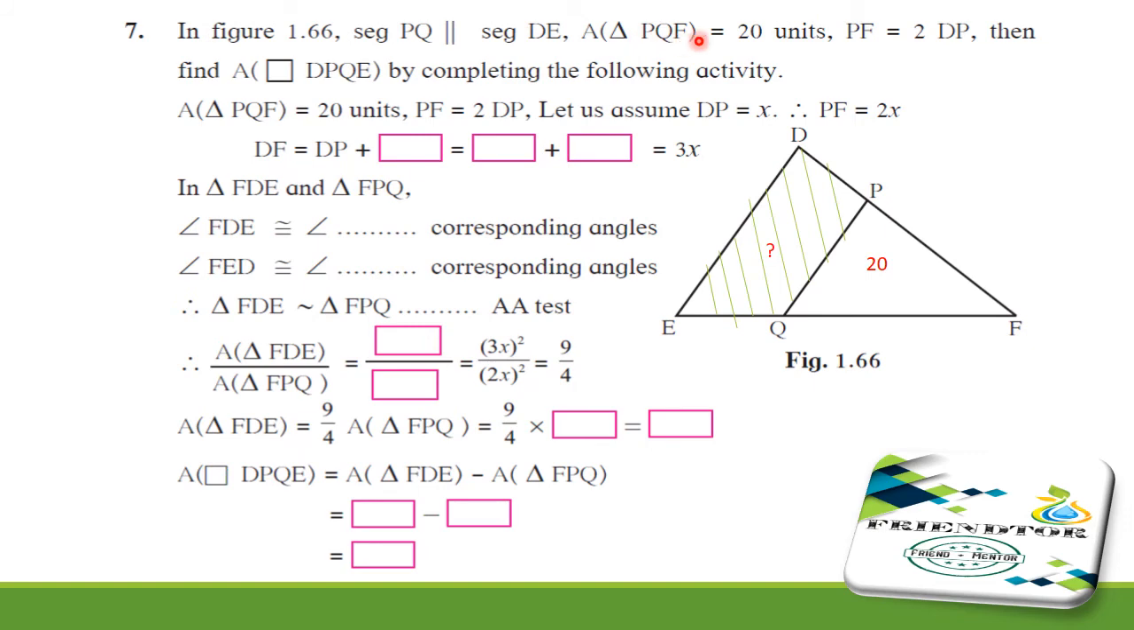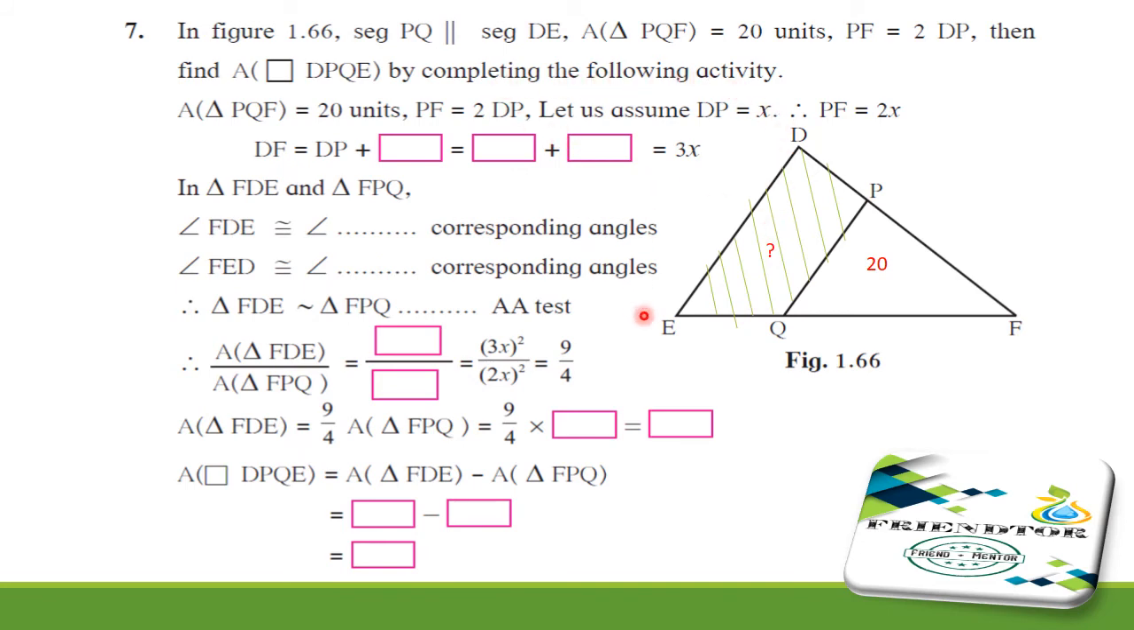Area of triangle PQF is 20 units. Now this smaller triangle, the area is 20 units. PF is 2 times DP. PF is twice DP. If DP is 1 centimeter, then PF is 2 centimeters. That is what we meant by saying this. PF is double the length of DP. Then find the area of quadrilateral DPQE. So this trapezium, this quadrilateral's area we have to find. That is the shaded part's area we have to find by completing the following activity.